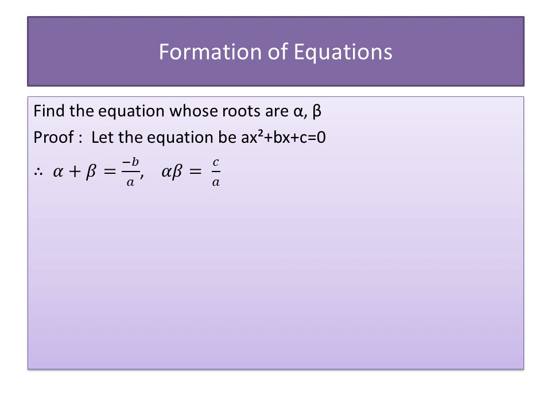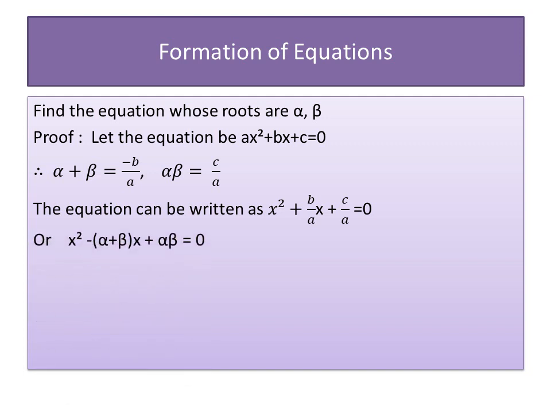As we have already discussed in our previous parts, the equation can be written as x² + (b/a)x + c/a = 0. Or we can write it as x² − (alpha + beta)x + alpha beta = 0. I have just put the value of b by a over here, that is our alpha plus beta, as I have just said, and the product of roots alpha beta is the value c by a.